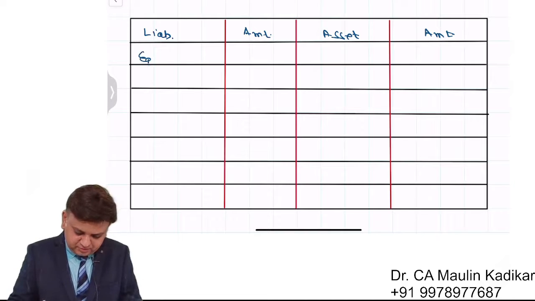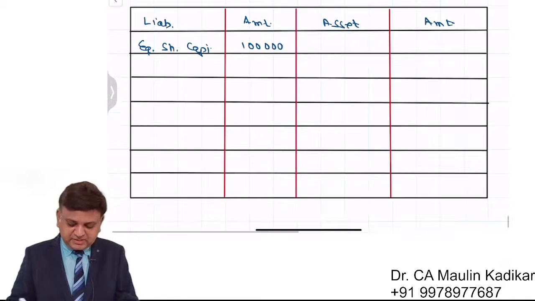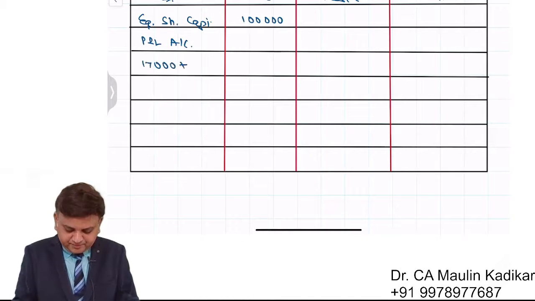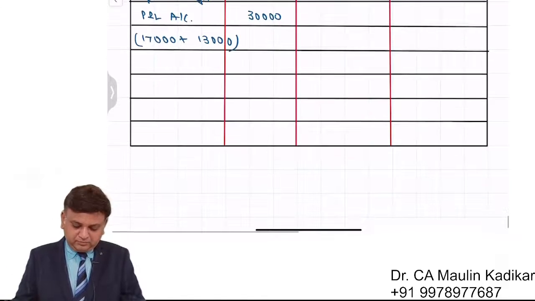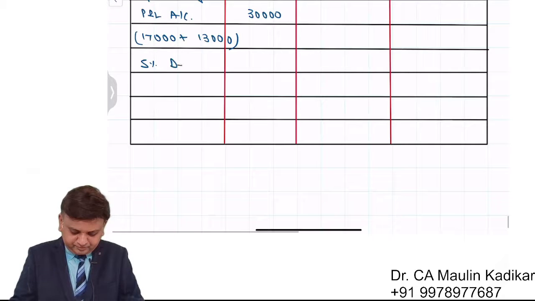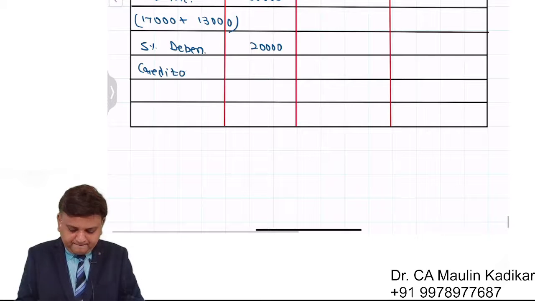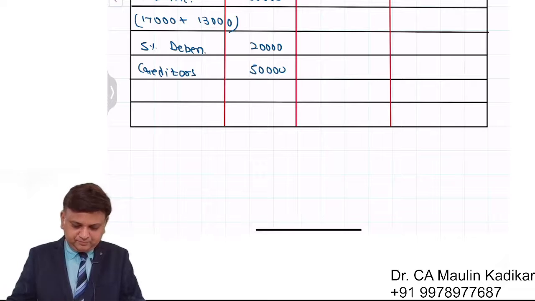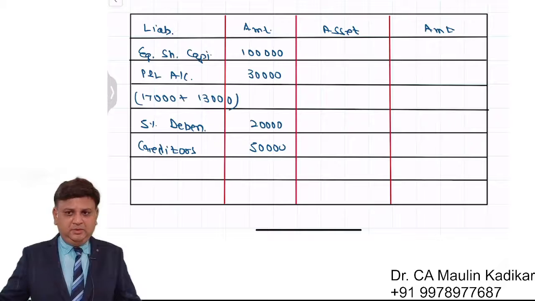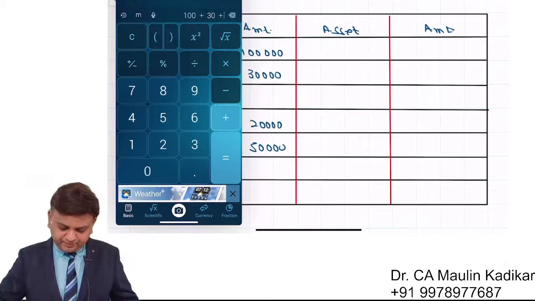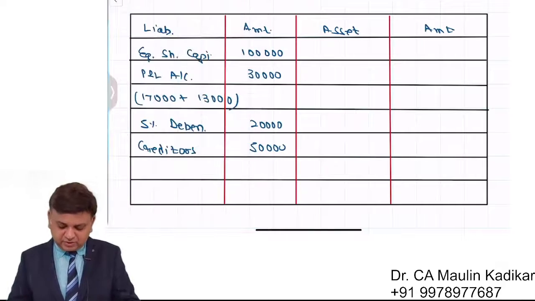Equity share capital, there is no change. Next is reserves and surplus, that is the P&L account. It is 17,000 as the opening balance. Profit of the current year 13,000. So the total would be 30,000. Then we will have the 5% debentures, 20,000. Then we have creditors, 50,000. These things we have on the liability side. 1 lakh plus 30,000 plus 20 plus 50. So the liability side total is 2 lakhs.